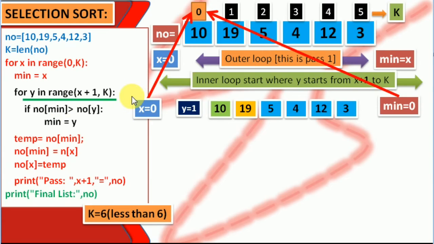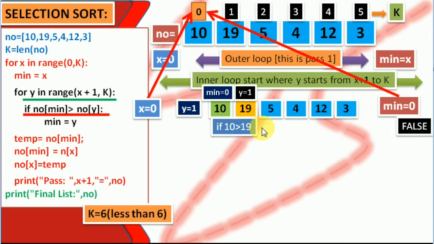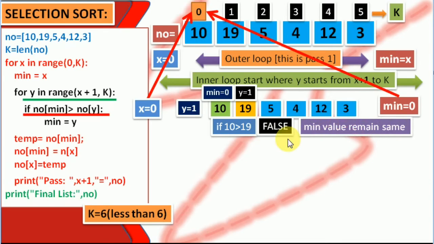The first time, what is the condition? Let's check that a of min is greater than a of y. So where is min sitting? Min is at 10 and y at 19. So first we check whether 10 is greater than 19 or not. It says false. It means the minimum value remains the same, it is not going to be overridden. It remains 0 only.